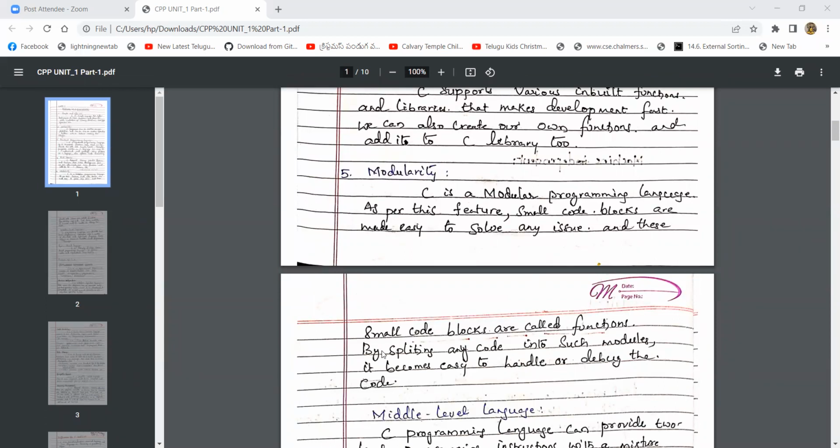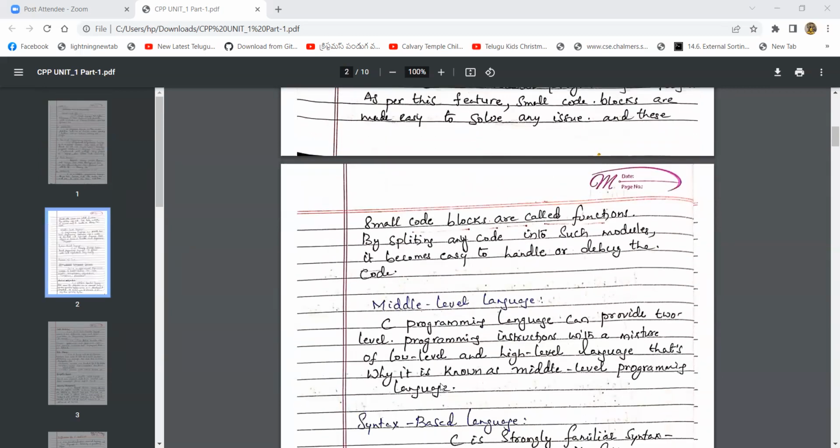And the next feature is modularity. Because C has a structured feature, it definitely follows modularity also. As per this feature, smaller code blocks make it easy to solve any issue, and these small code blocks are called functions. By splitting code into such modules, it becomes very easy to handle, and whenever we find errors, it is easy to debug and resolve them.